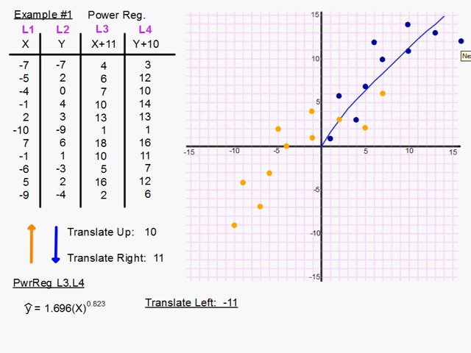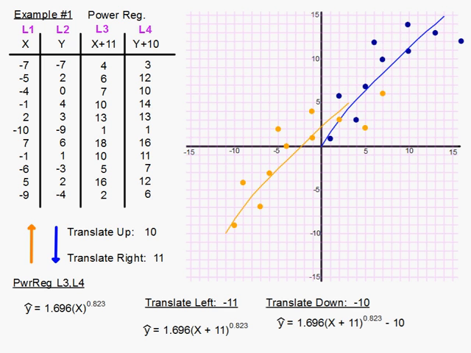So we're going to have to translate left 11, which is going to move the equation over there. Left is the x, so it's going to be the h, which is always right next to the x, opposite sign. And now we're going to have to translate down 10, which is going to move that equation down into our original data. And the equation should look something like this.